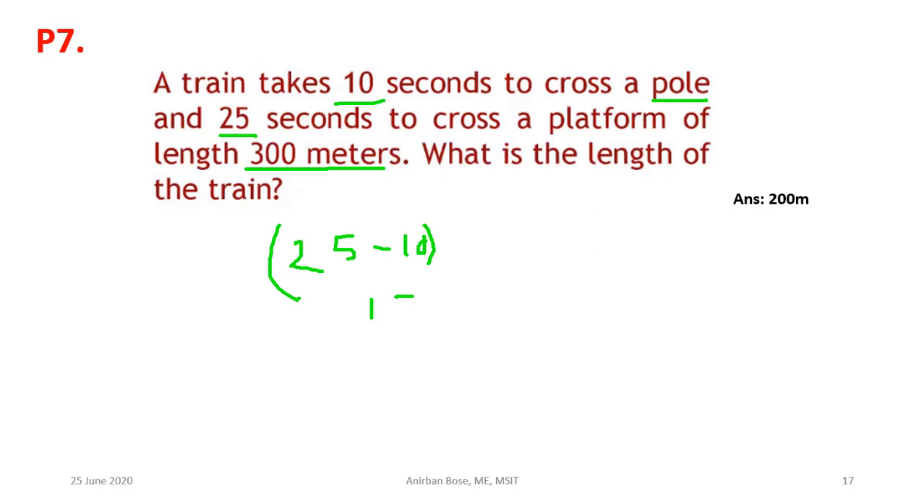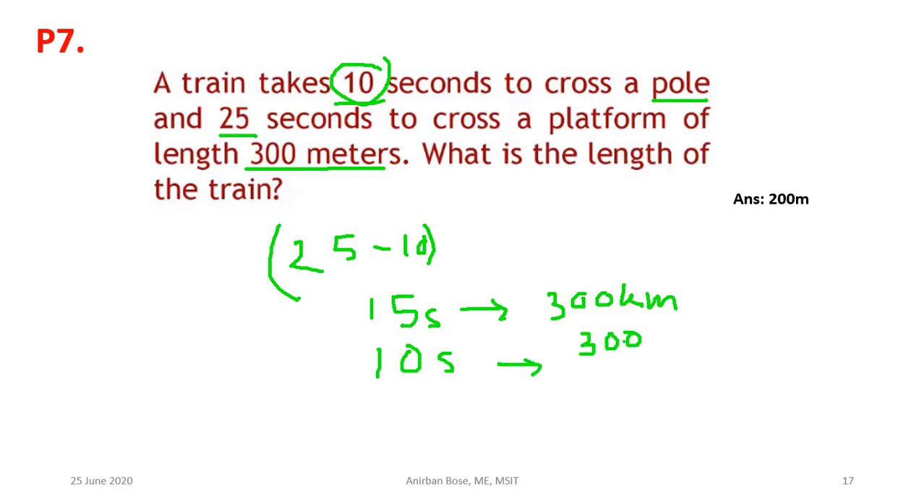So in 15 seconds it covers only 300 meters. So this is the speed. So in 15 seconds the train covers 300 meters. So the question is, what is the length of the train? The length of the train it covered in 10 seconds, right? So in 10 seconds, how much distance will the train move? That is the thing that you have to find out. So that will be what? Simple unitary method, 300 by 15 into 10. Okay? So that will be 200. Clear?